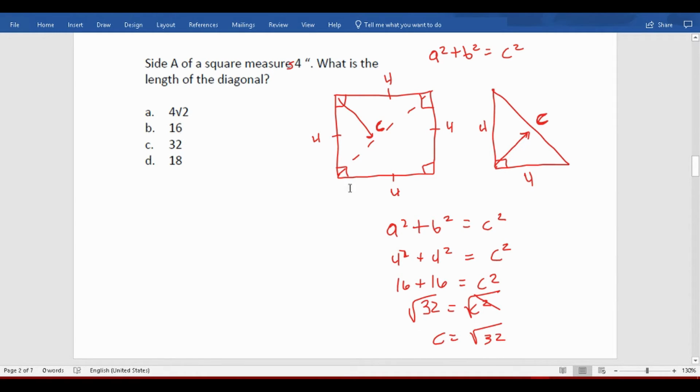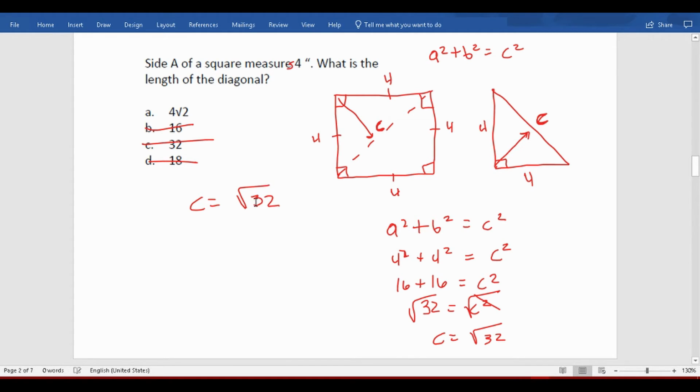We see that that's not one of our answer choices, but we do know that our answer choice is more than likely going to have a square root in it. I know the square root of 32 is not 16. The square root of 32 is not 32. And the square root of 32 is not going to be 18 as well. So let's go ahead and work this out right here.